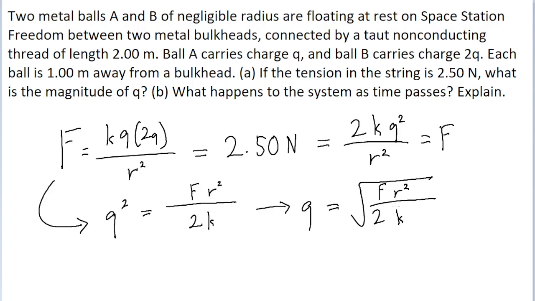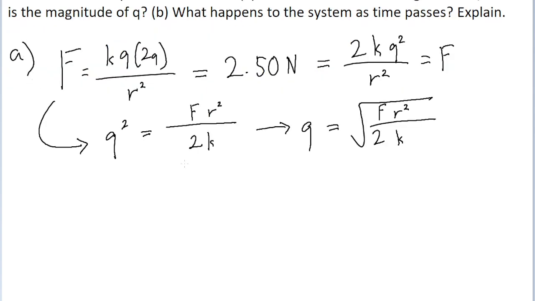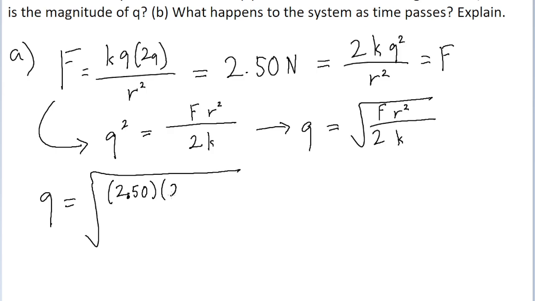So now all that's left for us in part A of the problem is to plug in the numerical values that were given to us in the problem. So this is the square root of the force between the two particles, which is given in the problem as 2.5 newtons, multiplied by the square of the distance between the two particles. This is equivalent to the length of the string, so that's 2 meters, and don't forget to square it. And then this is divided by 2, multiplied by the Coulomb constant, which has a value of 8.99 times 10 to the power of 9, with units of newton meters squared per coulomb squared.